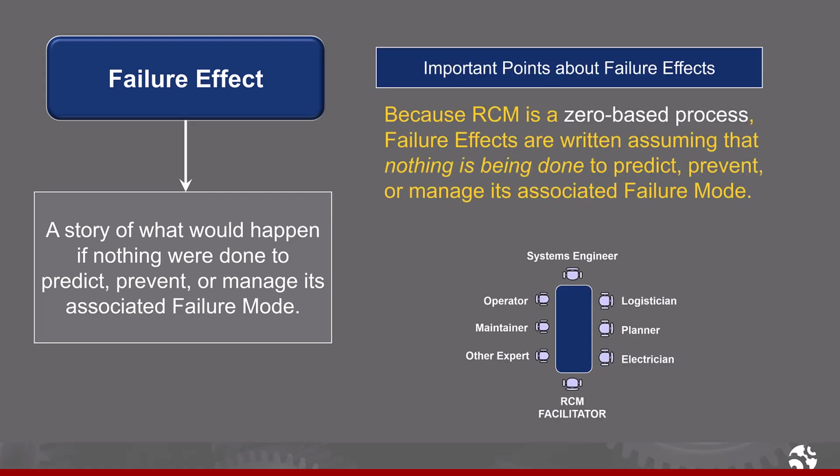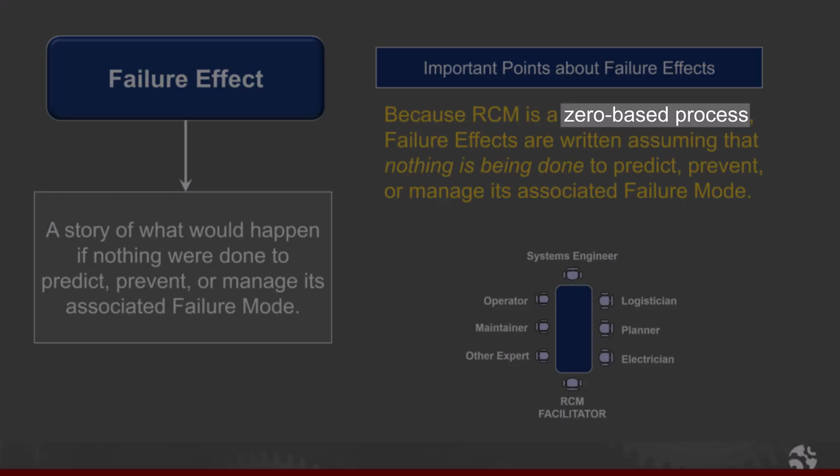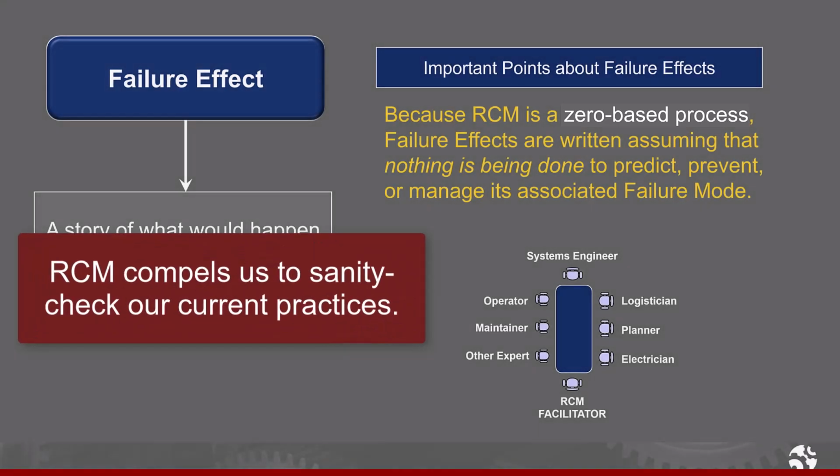A failure effect is a story of what would happen if nothing were done to predict, prevent, or manage its associated failure mode. That's the key to what makes RCM a zero-based process. When we write failure effects this way, we aren't biased by any proactive maintenance we may already be doing. RCM compels us to sanity check our current practices.